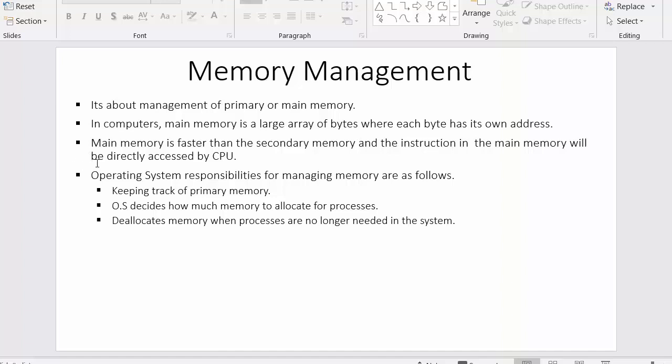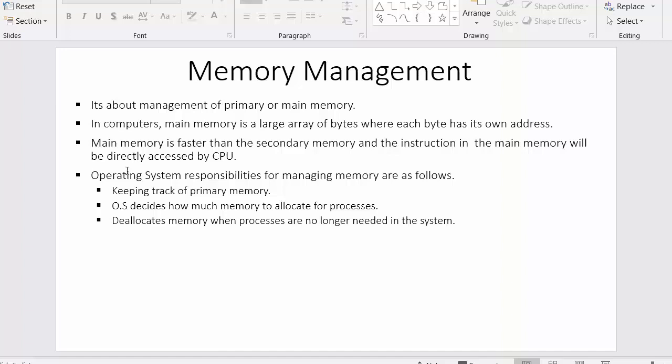Okay, next point: main memory is faster than the secondary memory, and the instructions in the main memory are directly accessed by the CPU. There are other memories as well, which is secondary memory, but main memory is comparatively faster than the secondary memory, and the CPU can directly access the information from the main memory. So main memory is faster, that's why the processor can easily access the instructions and programs from it.